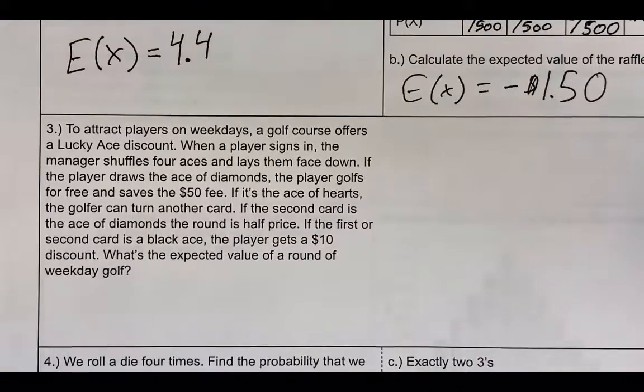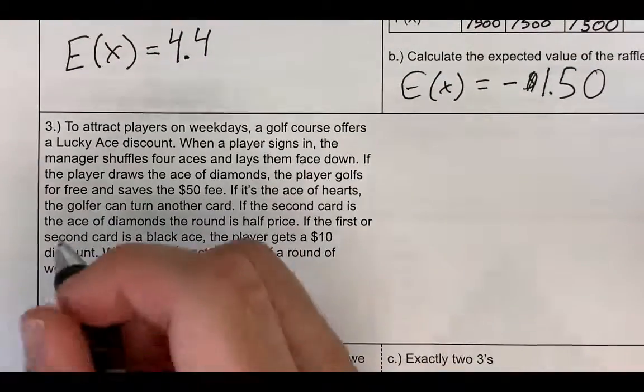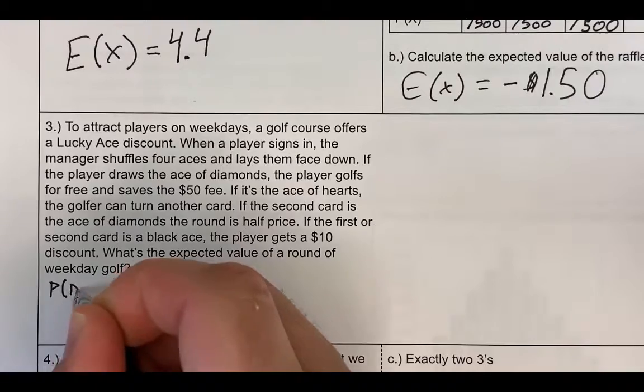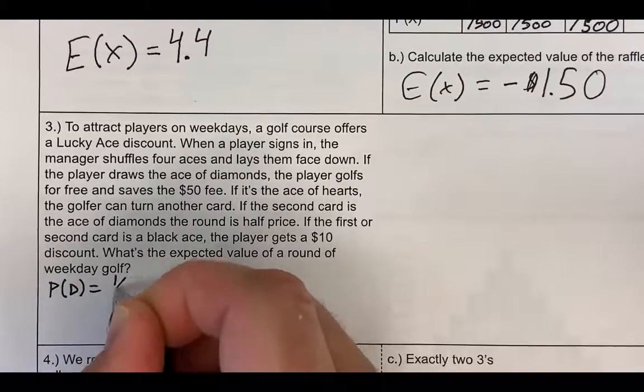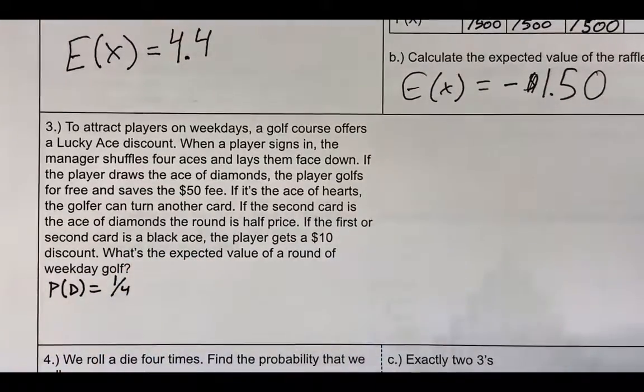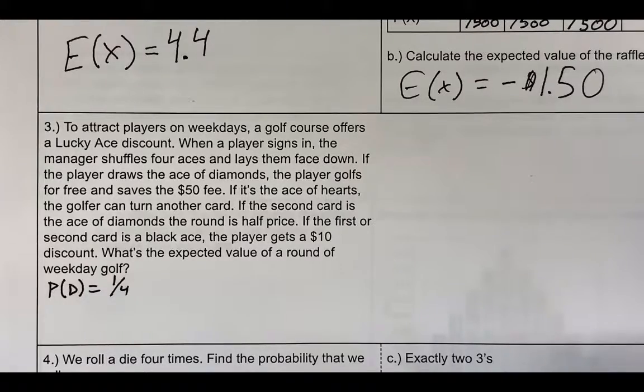So let's list out. We want to find the expected value of a round of golf. How much is it going to cost on average to play a round of golf? So let's figure out, first of all, the probability of drawing a diamond. The probability of drawing a diamond, we'll call that P of D, is going to be 1/4. 1 out of the 4 cards is the ace of diamonds. Remember, it's only 4 cards. It's not the whole deck.